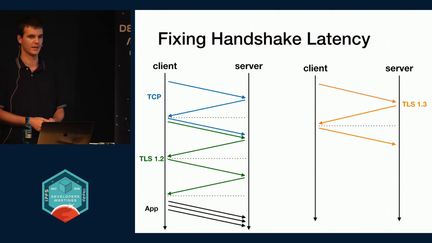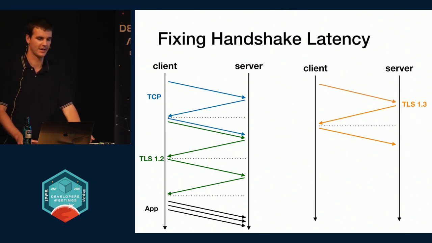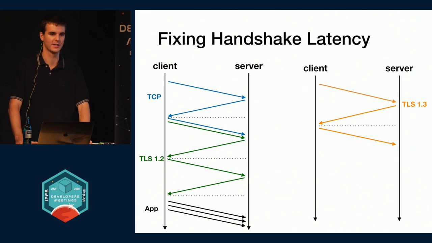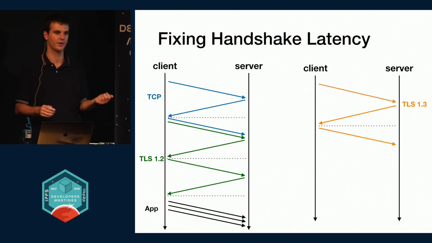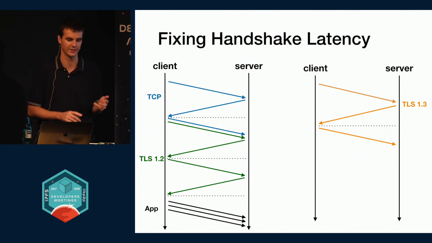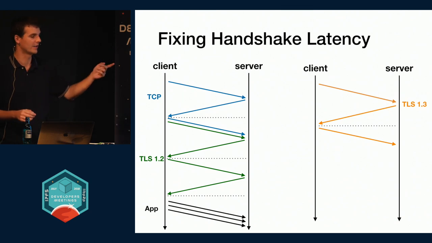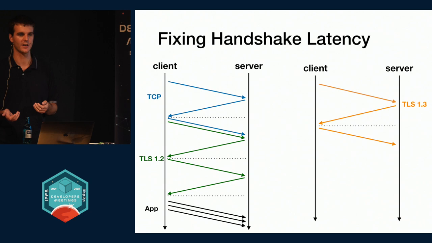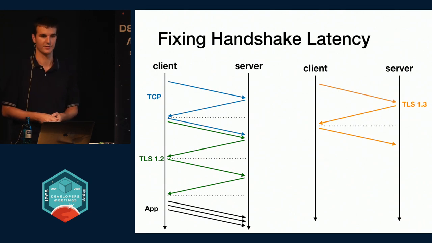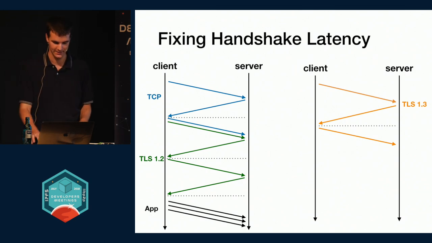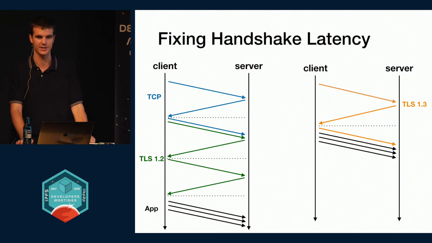This works by the client optimistically providing key shares. So in the client hello, the client says, I support cipher suites A, B, and C. Oh, and by the way, here are my key shares for those cipher suites. And then the server receives that, it picks cipher suite B, already gets the key share, replies with its own key share, and at that moment we have the encrypted connection after just one round trip time. And then we can send application data.